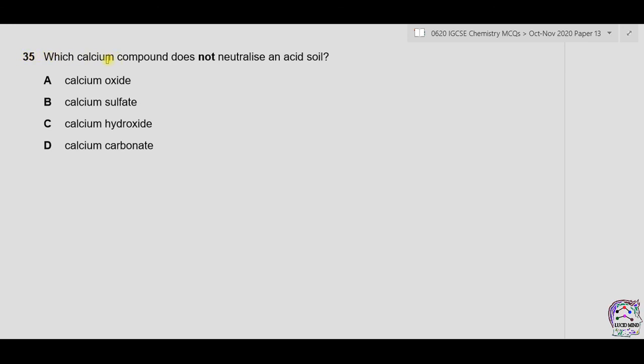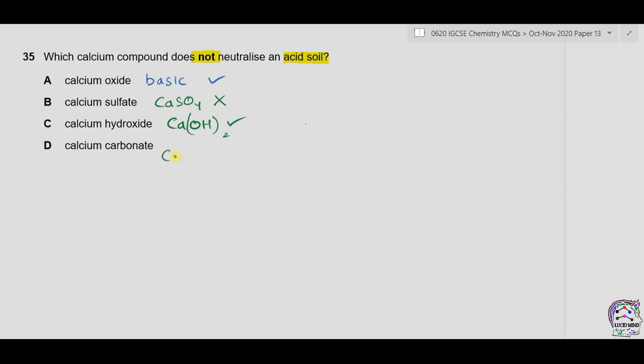Question 35. Which calcium compound does not neutralize an acid soil? A, calcium oxide, is a metal oxide and it is basic in nature, so it can neutralize acidic soil. B is calcium sulfate. Calcium sulfate cannot neutralize acidic soil. C is calcium hydroxide. It is also basic in nature. It can react with acid to form salt and water.